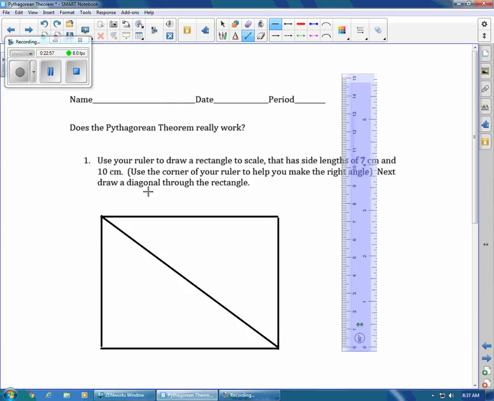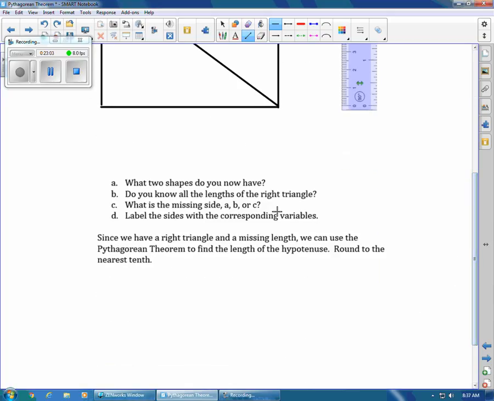They want it to be drawn to scale, so side length of 7, bottom of 10, and then follow the rest of the directions. What 2 shapes do you have? Do you know all the lengths of the right triangle? What is the missing side, the A, the B, or the C side? Label the sides and show, just follow the rest of these directions.